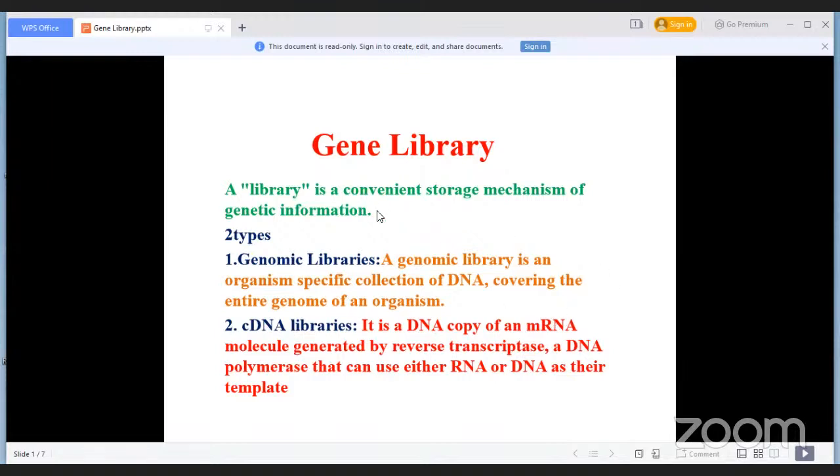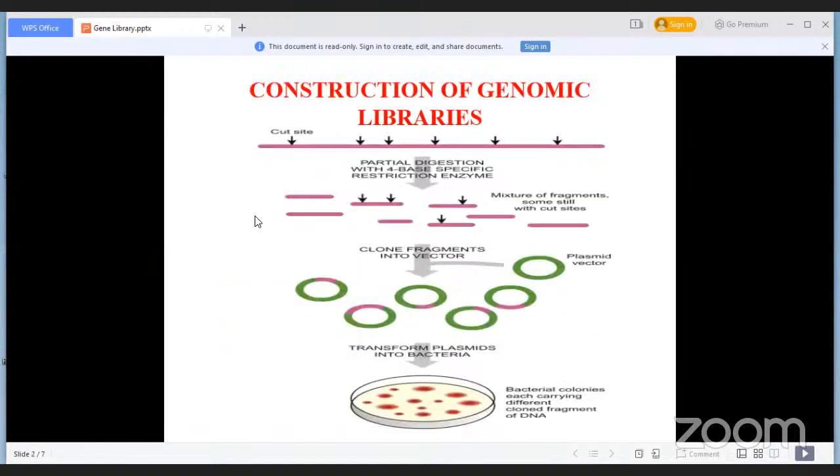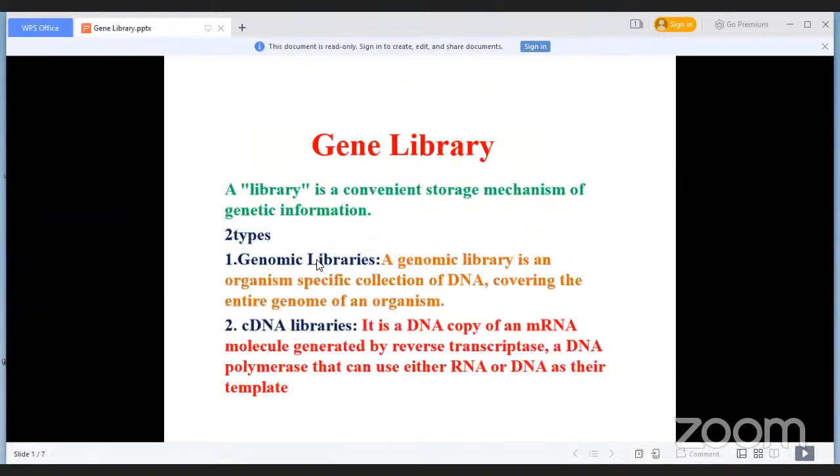A library is a convenient storage mechanism of genetic information. Let's see how to store it and where it is stored. There are two types of gene library. One is genomic libraries, the second is cDNA libraries. A genomic library is an organism-specific collection of DNA covering the entire genome of an organism. For example, in a human being, the 46 chromosomes, the total genome content, is called a genomic library.